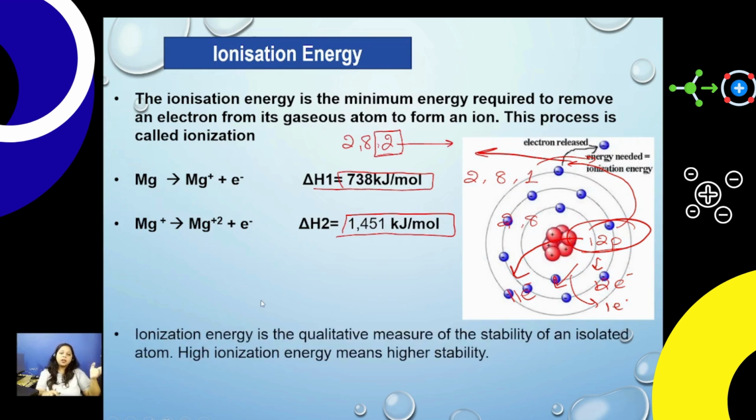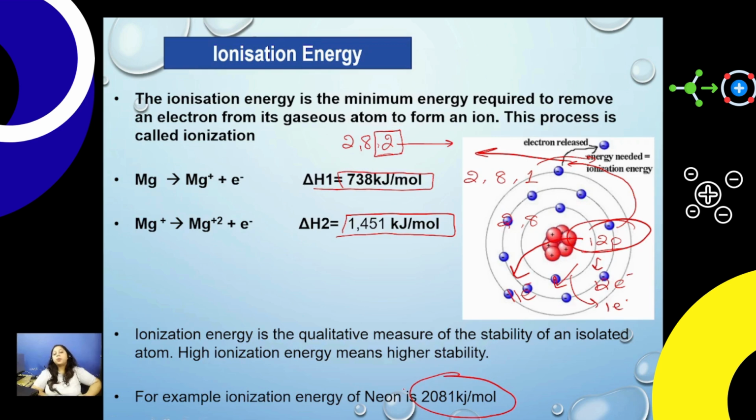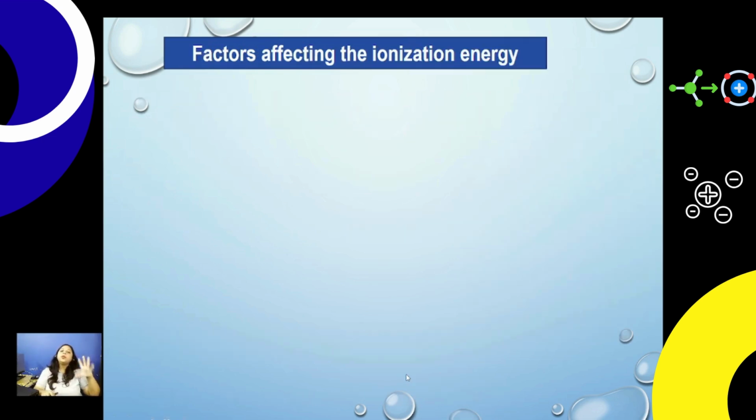So ionization energy is the qualitative measure of the stability of an isolated atom. Higher ionization energy means higher stability. If you need to take an electron from a stable atom, you need to put in more energy. That's why the ionization energy of neon is 2081 kilojoules per mole. Why? Because it has a stable electronic configuration. The outermost shell is complete, so it's difficult to remove the electron.